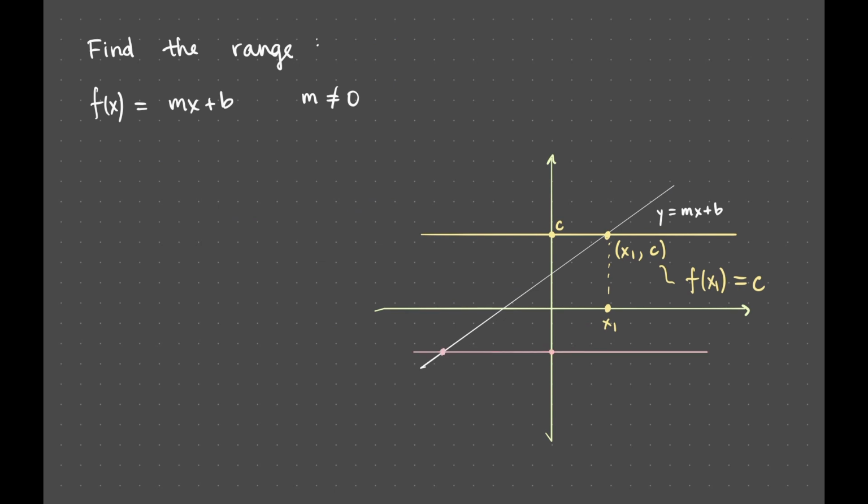In the case of the function in this problem, we see that every horizontal line intersects our graph, and so this means that every possible output is actually achieved. Since the set of possible outputs is a set of real numbers, we can say that the range of f in this case consists of the set of real numbers.